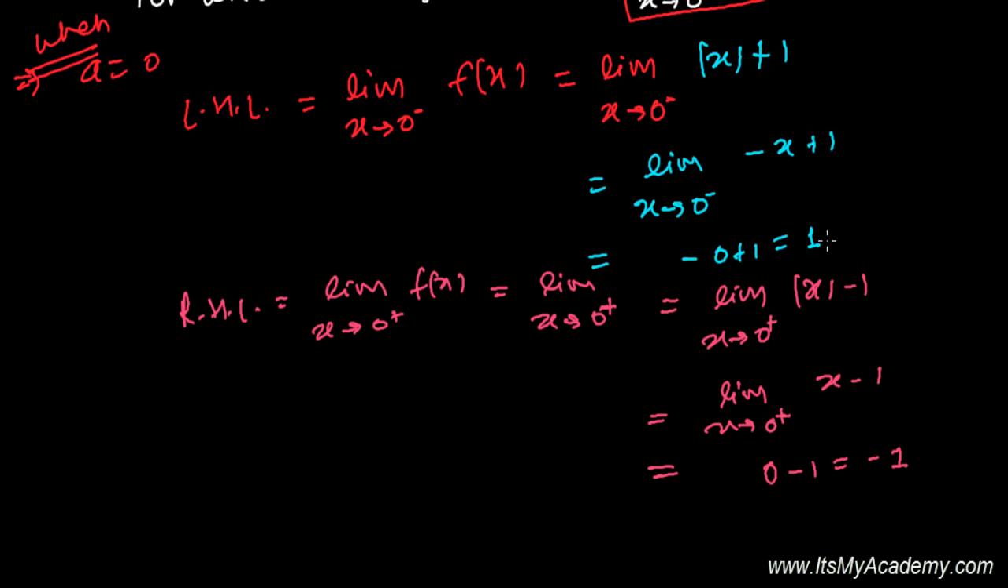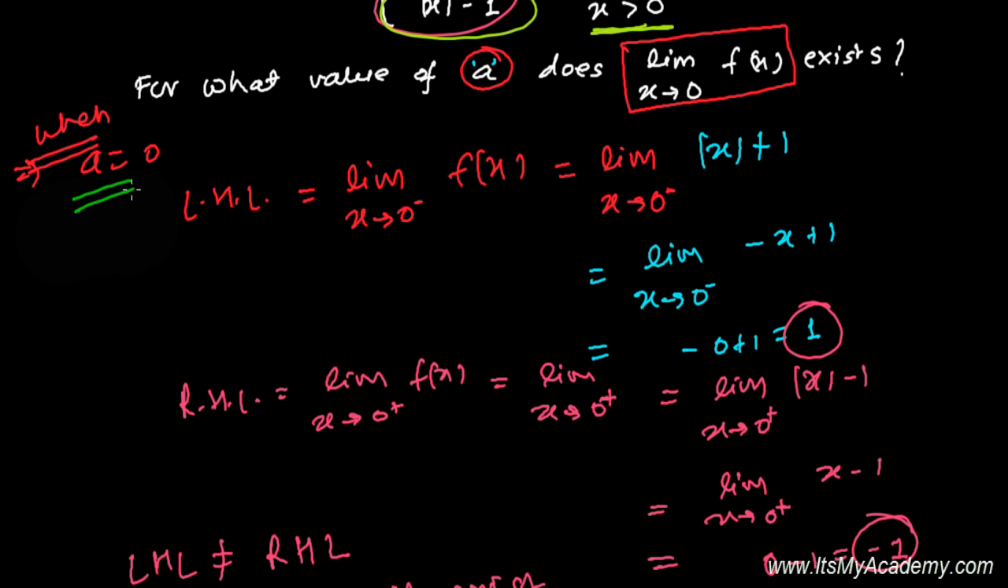Oh my god, the left hand limit is 1 and the right hand limit is minus 1. It means the left hand limit does not equal the right hand limit. It means the limit does not exist. So what we can say is that at a equals 0, the limit is not going to exist.